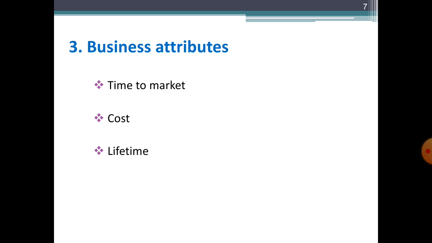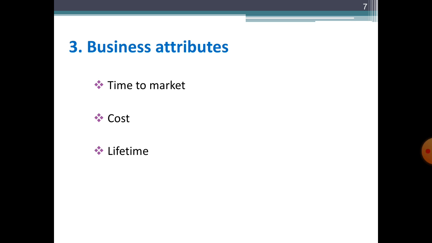So the first one is time to market, which means how much time it takes from requirement analysis to the date a product is actually released. We can say that time to market is about how much time it takes from requirement analysis to the date a product is actually released.